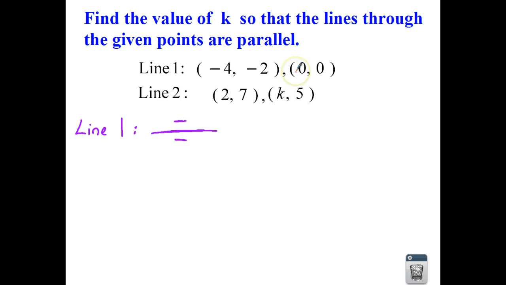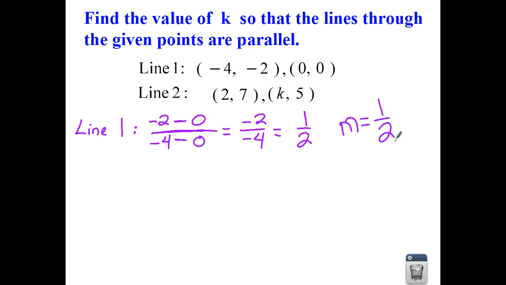So what's the easiest here? How about, let's take -2 subtracted by 0, and then -4 subtracted by 0 also. And we have -2 over -4, which if we simplify that, you'd get positive 1/2. So m for line 1 is 1/2. And that means line 2 must also have a reduced fraction of 1/2. Let's go figure out what that is.